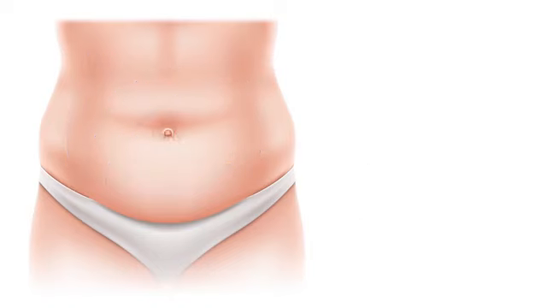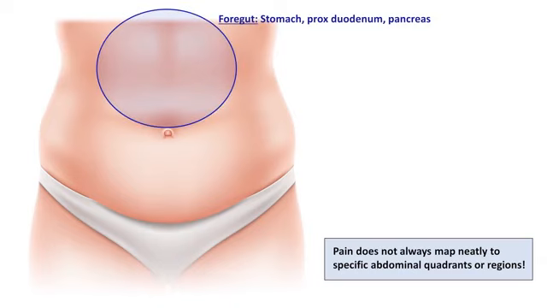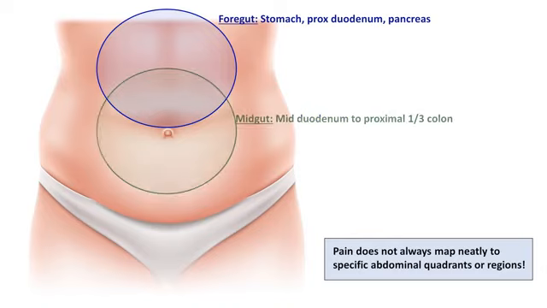Visceral pain fibers poorly localize compared to somatic fibers that innervate the peritoneum. As a consequence, despite the specific anatomic framework I reviewed earlier, pain does not always map neatly to specific abdominal quadrants or regions. For example, visceral pain from foregut structures is most common in the epigastric region, but can be found in either the right or left upper quadrants or near the umbilicus. Pain from midgut structures can extend into the epigastrium and suprapubic regions.